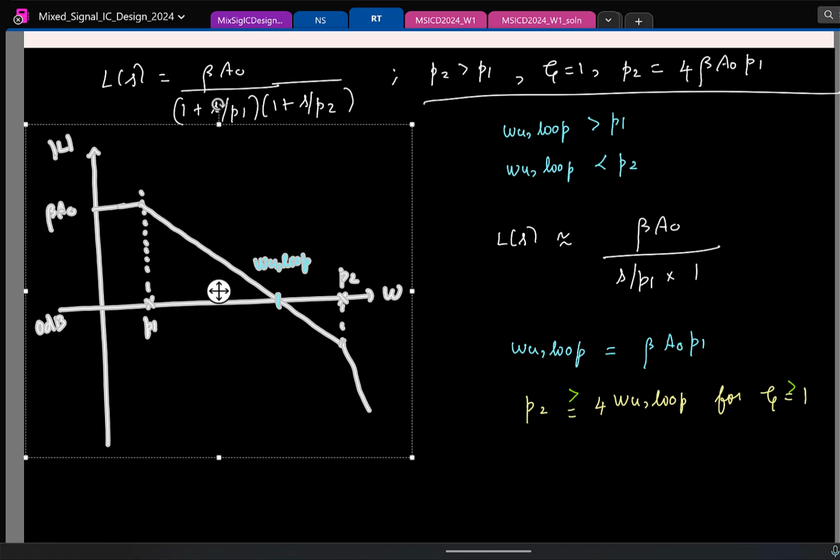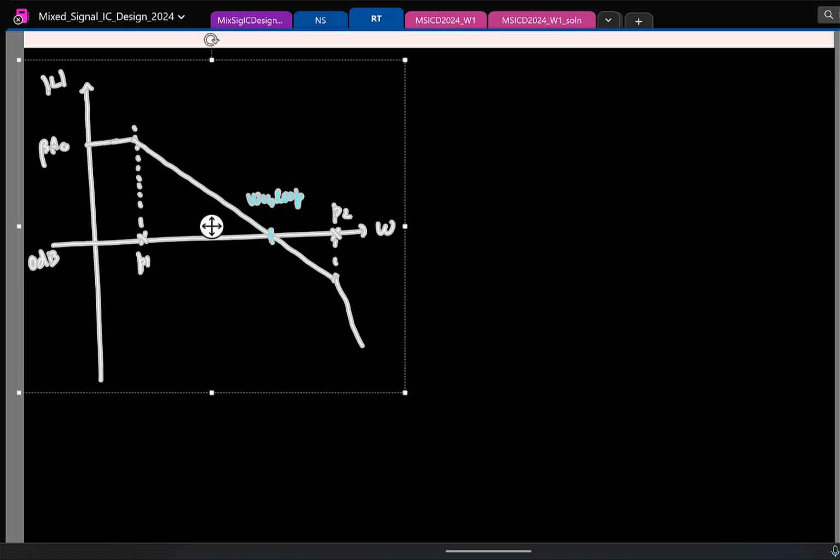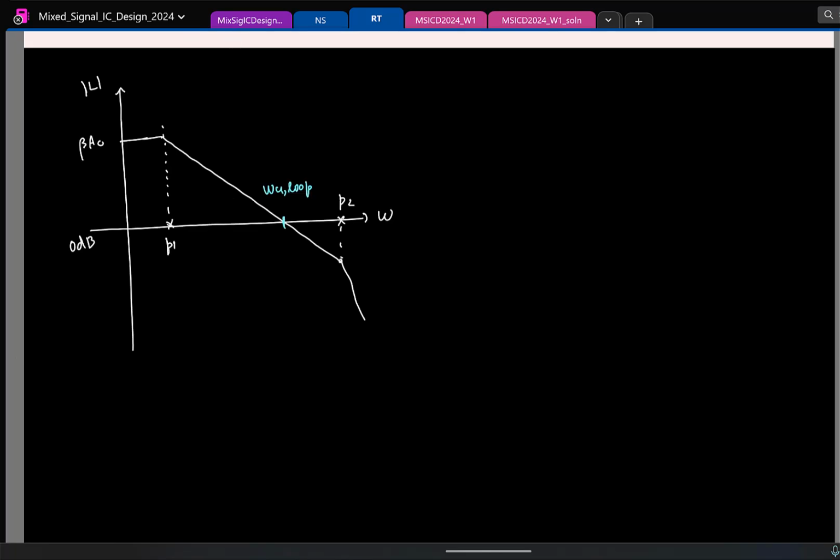Okay. So for the same thing, I'll quickly sketch the phase plot. It will start from 0 and reach what value? Minus 180. So I'll roughly draw this. Okay. Something like this.